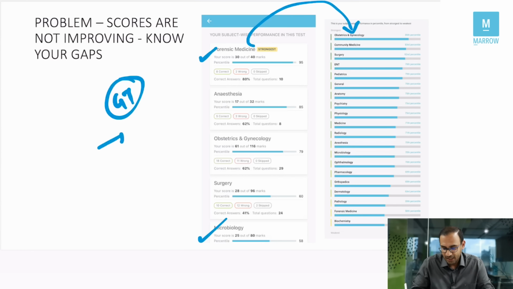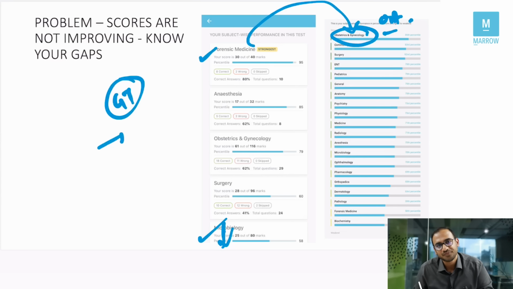Now what will happen? Suppose your obs and gyn was a very strong subject according to overall analysis, and in this GT your obs and gyn has fallen down. What does it mean? It means your obs and gyn is still a very strong subject, but you have performed poorly in this test. So it means that there is a knowledge gap for this test only. That does not mean overall your performance in obs and gyn is poor. It's just that you did not do well only in this test. So now you have two solutions. One is to quickly go and revise that weak subject and rectify the problem.